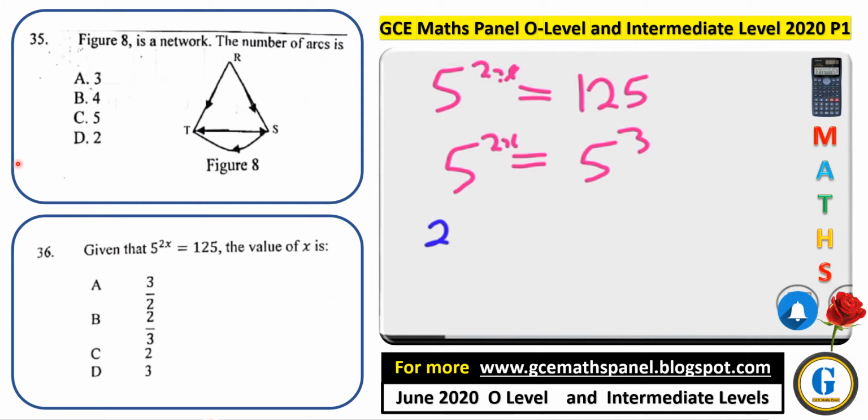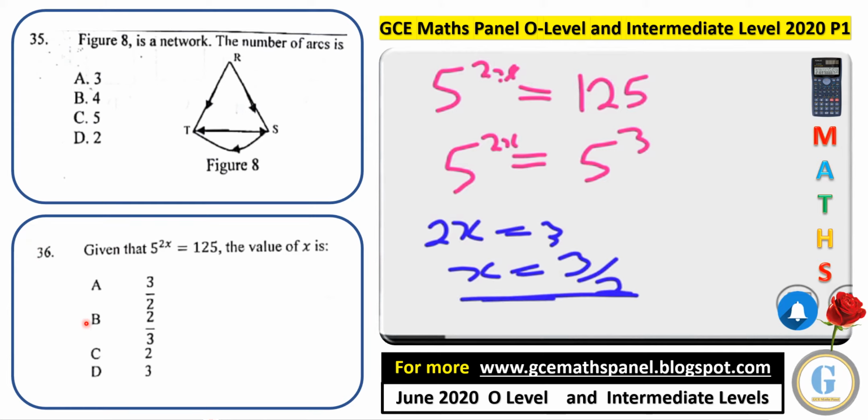This gives us 2x equal to 3. We divide both sides by 2, so x will be equal to 3 on 2. That is for question number 36. So we have 3 on 2. The key is C.